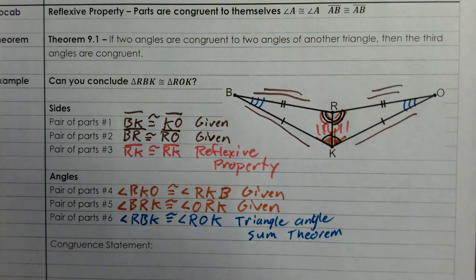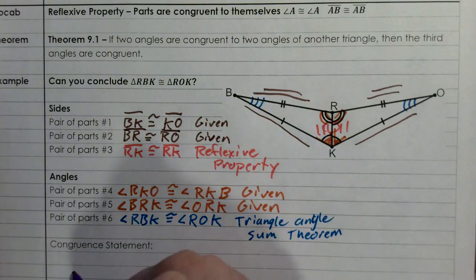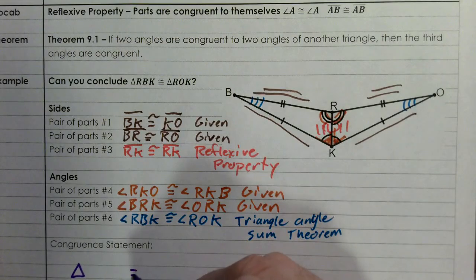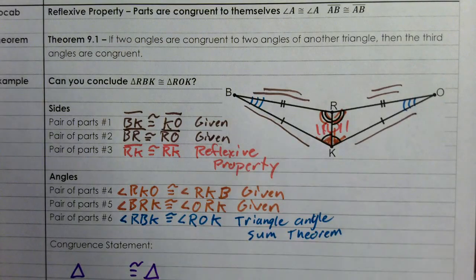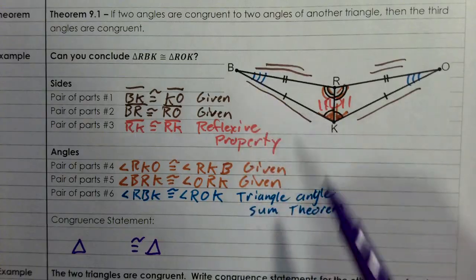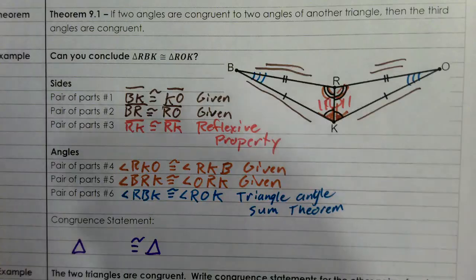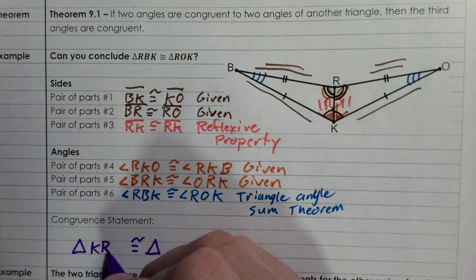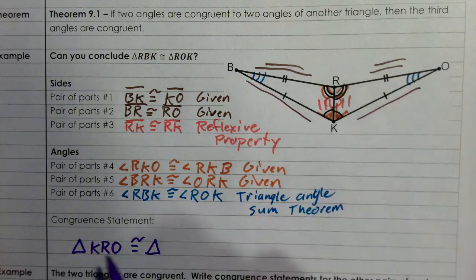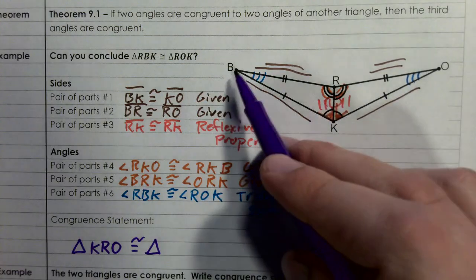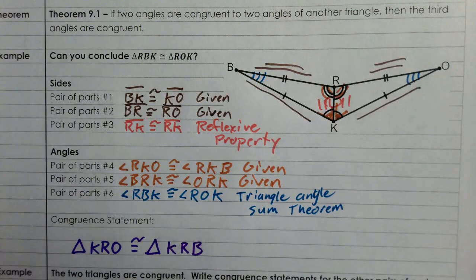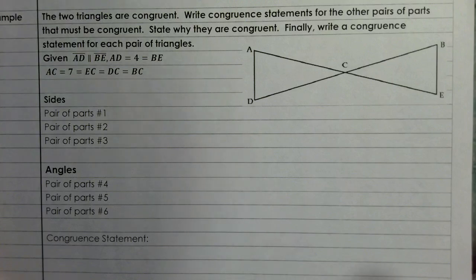Now that I've gotten all those pieces, now I can write my congruent statement. I want to be careful with that congruent statement. I want to follow that nice order, 1, 2, 3, as I set these two triangles congruent to each other. So I want to use the first angle, the second angle, and the third one. So KRO has got to be congruent to KRB. That's done.